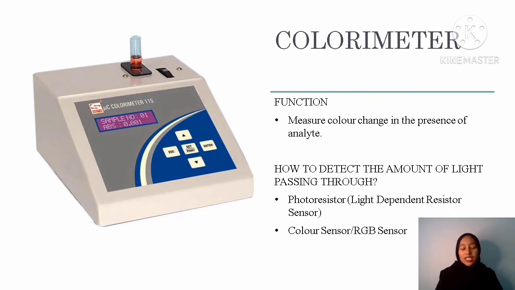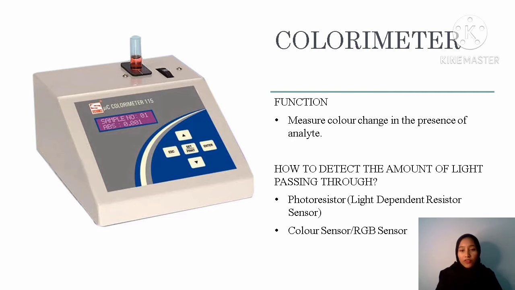The use of multiple sensors in modern medical laboratory equipment is the colorimeter. The function of a colorimeter is to measure color change in the presence of analytes. A colorimeter is an instrument that compares the amount of light getting through a solution with the amount that can get through a sample of pure solvent. A colorimeter contains a photocell which is able to detect the amount of light passing through the solution under investigation.